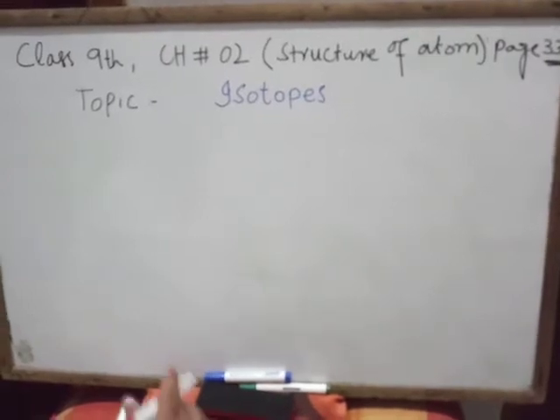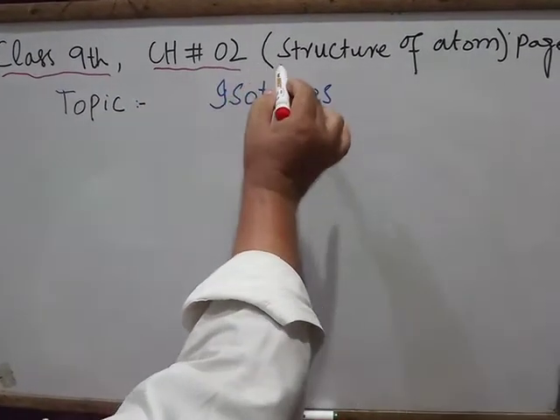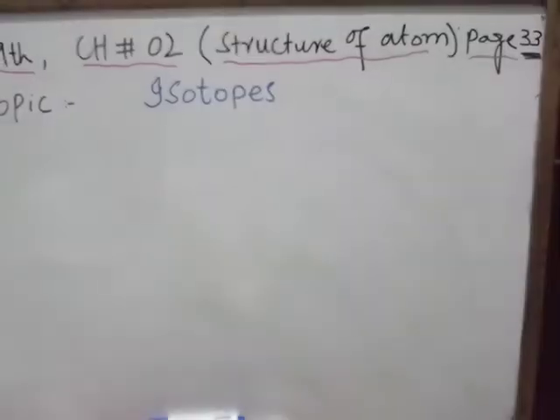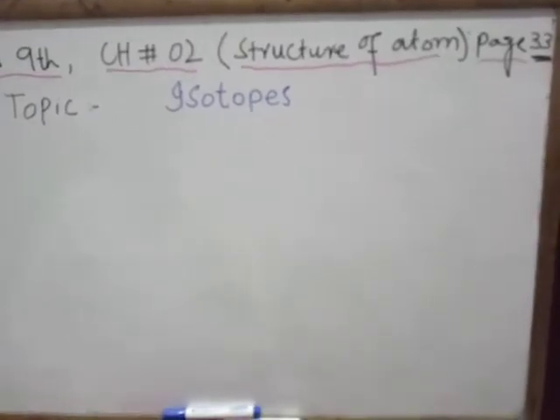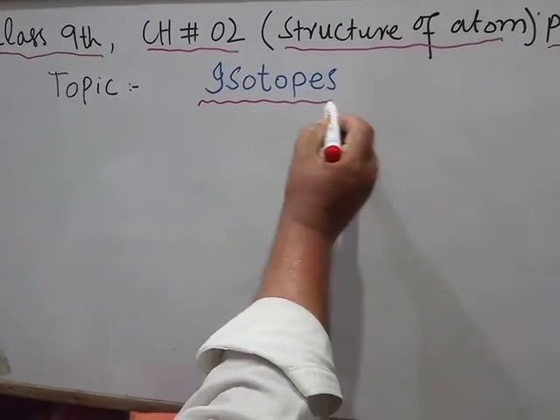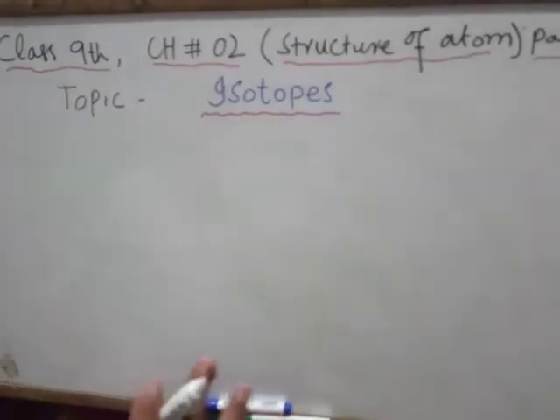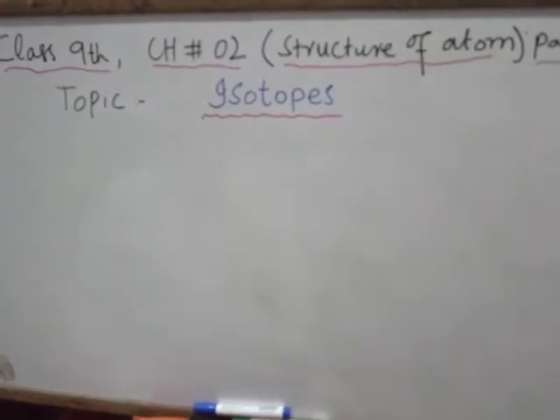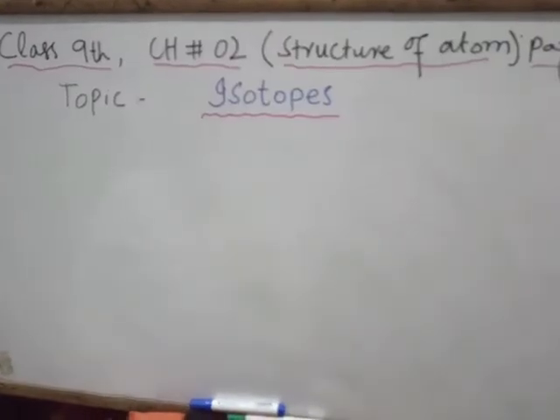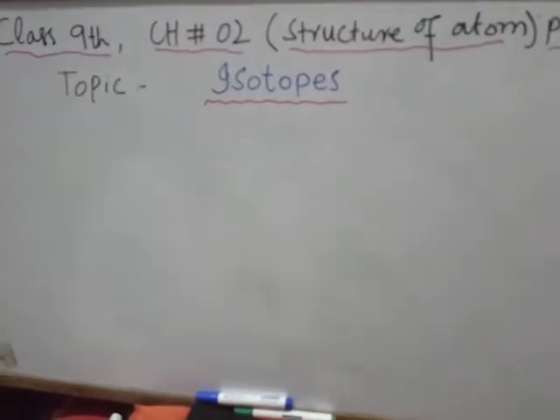Today we are going to discuss class 9th, chapter number 2, structure of atom or atomic structure, page 33. So come to page 33. Today my topic is isotopes. Remember that in this topic we will study what are the isotopes, and we will also discuss a few examples of isotopes, and at the end we will discuss the applications of isotopes, or uses of isotopes.